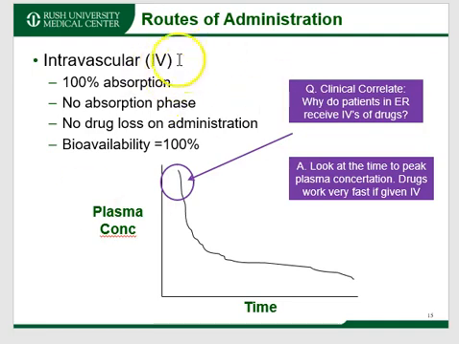So going back to our patient here and our clinical correlate, the reason that patients in the ER receive drugs via IV is that the time to that peak plasma concentration, so the time from essentially 0 to the maximal plasma concentration, is very short, meaning that the drugs can work very fast if they're given IV.